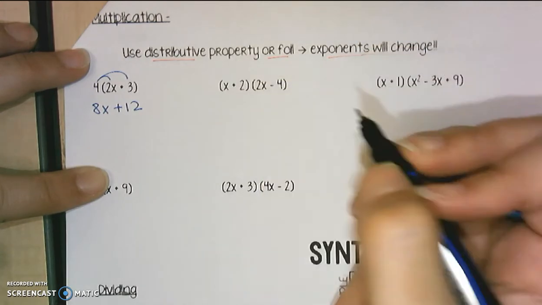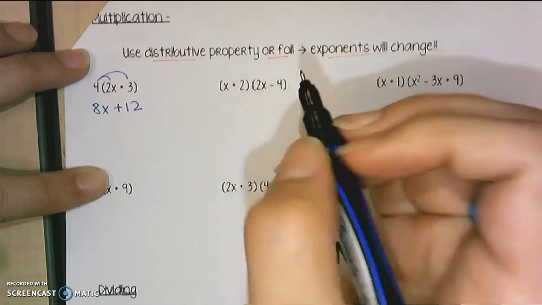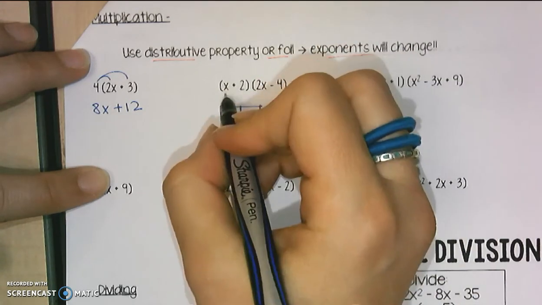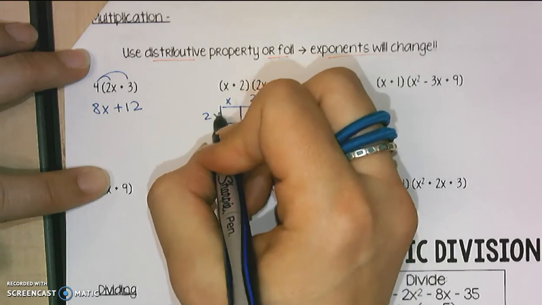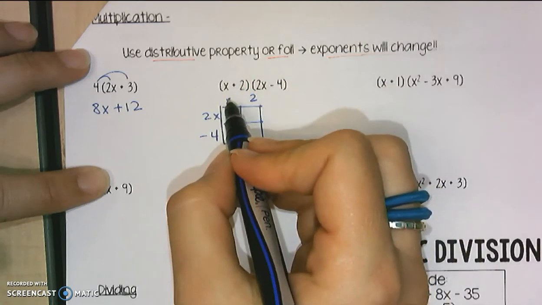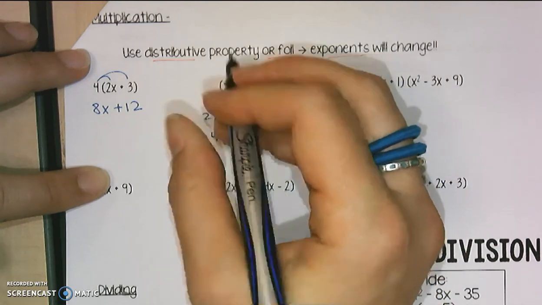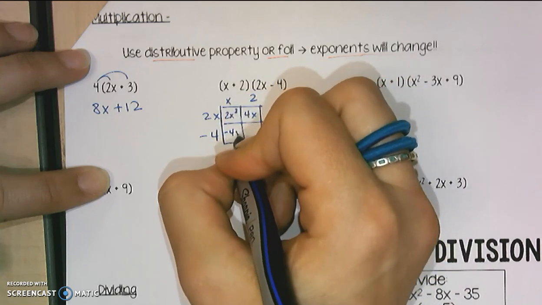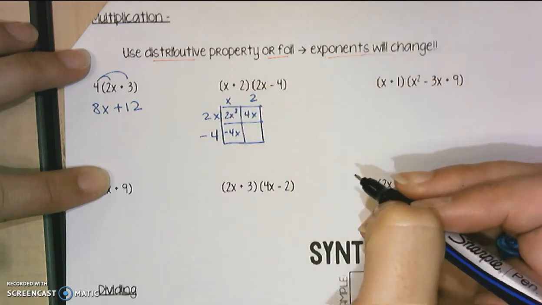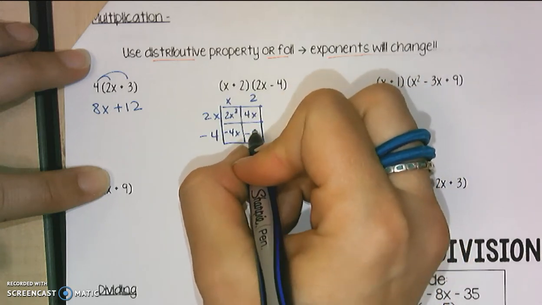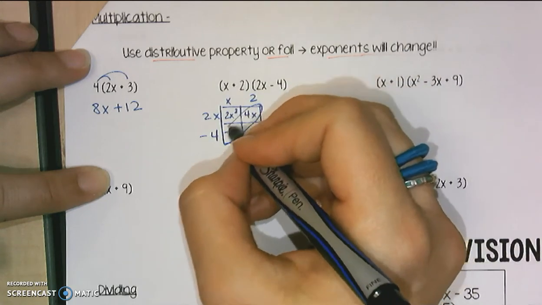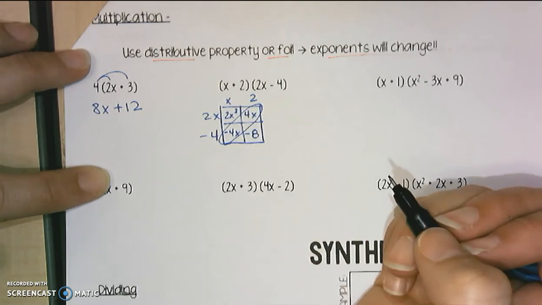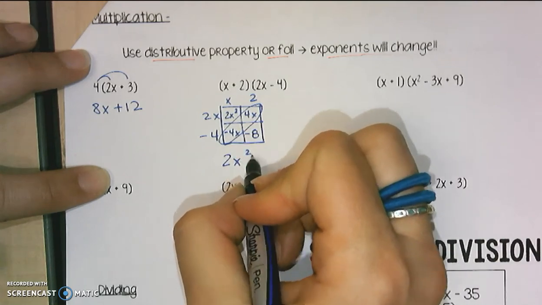Here, this is FOIL or box method, whatever you prefer. So if you prefer box method, we'll do that. Do one like that. So I have x and 2, and this is 2x and negative 4. So x times 2x is 2x squared. 2x times 2 is 4x, negative 4x, and then I just lost my spot. Negative 4 times 2 is negative 8. Remember, these two in the middle, you combine. So negative 4 plus 4, well, those actually cancel each other out. So I'm left with 2x squared minus 8.